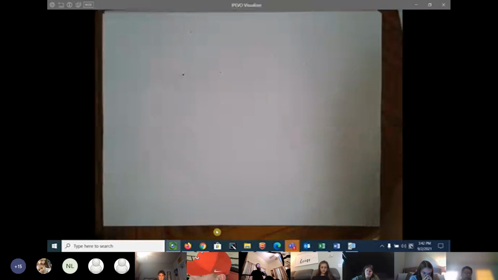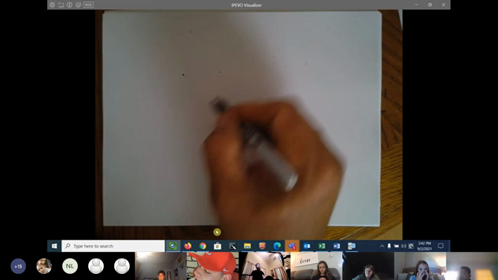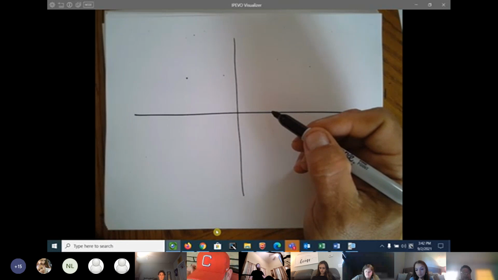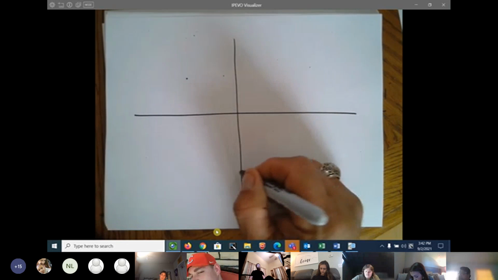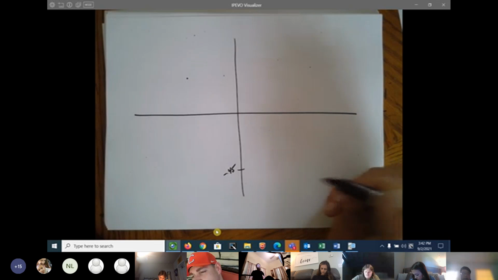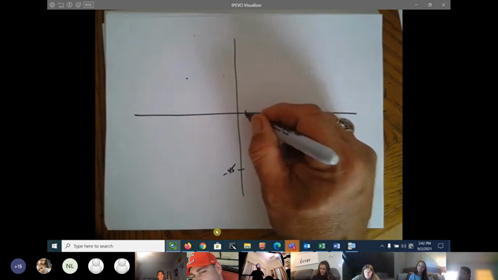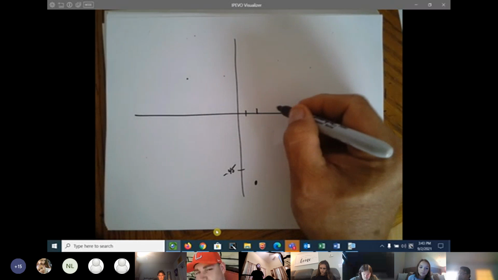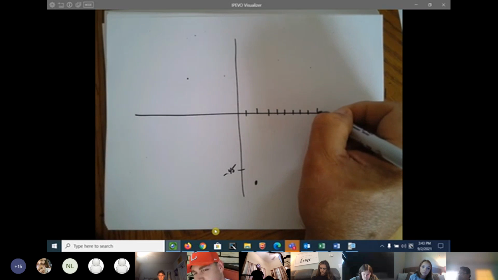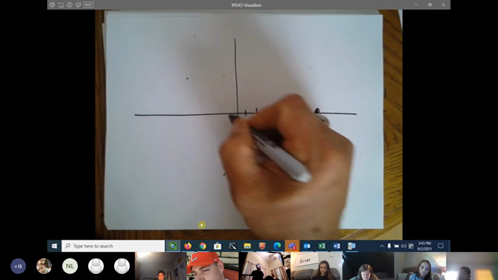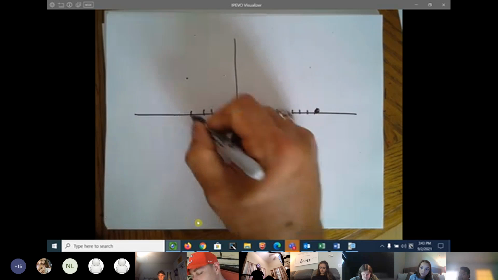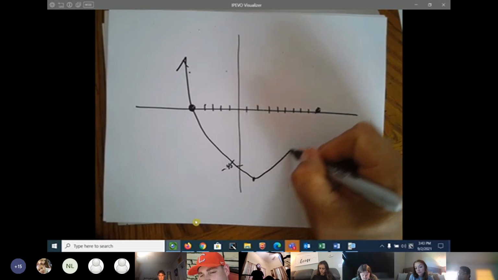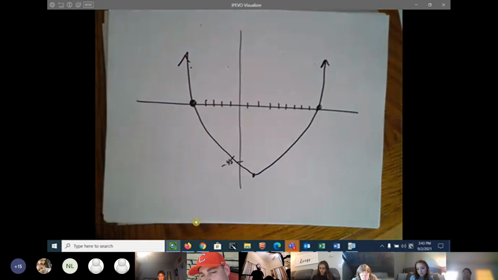So we got a parabola that's got a y-intercept of negative 45. Got a vertex of 2, negative 49. 9 and 0, 3, 4, 5, 6, 7, 8, 9. And negative 5, 1, 2, 3, 4, 5. There you go.